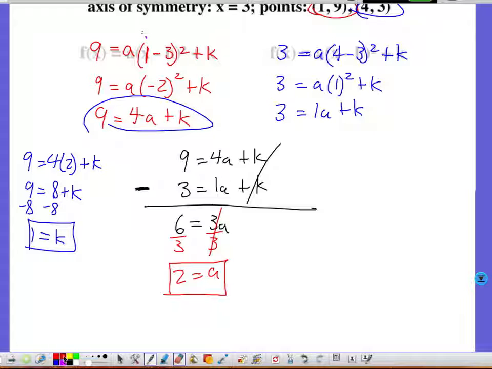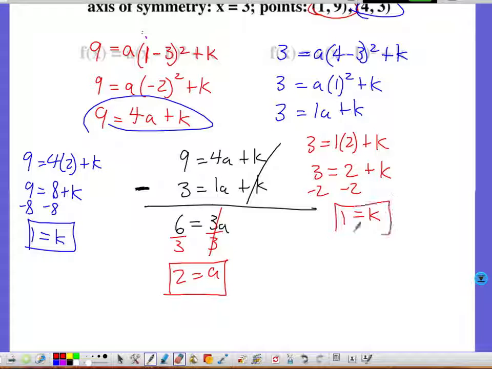If we do the other one, take 3 is equal to 1a plus k, where a is equal to 2, so 1 times 2 plus k. This becomes 3 equals 2 times 1, which is 2, and then plus k. Subtract 2 from both sides, we get 1 is equal to k again. So it does not matter which equation you use, you should get the same answer.